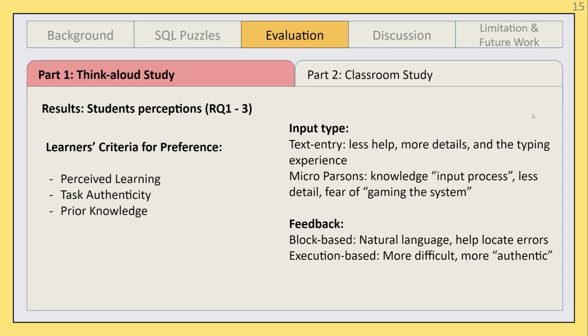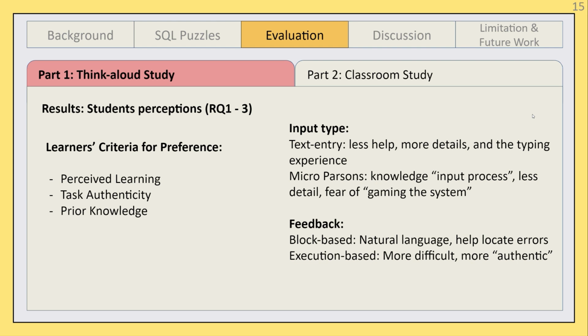For the input type, they think that the text entry provides less help, has more details, and provides a typing experience. For micro-Parsons problems, some students consider it a knowledge input process and think that it requires less detail, such as typing or typos or spelling. Some of them also fear that they will game the system with micro-Parsons problems.